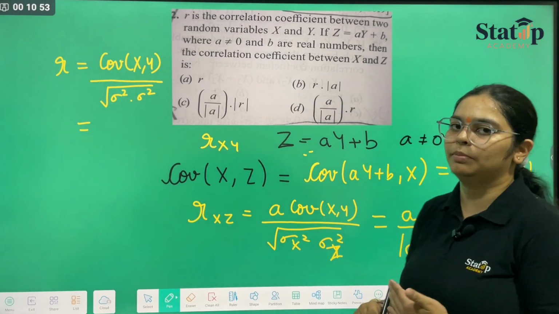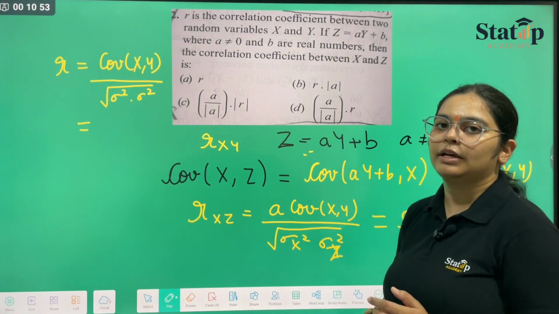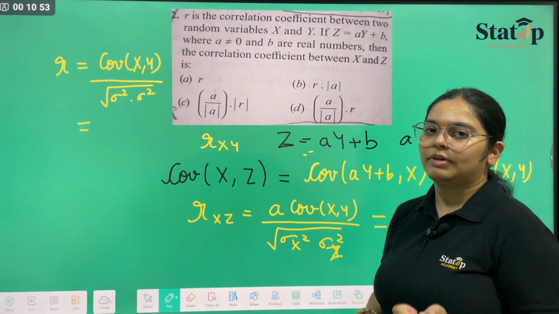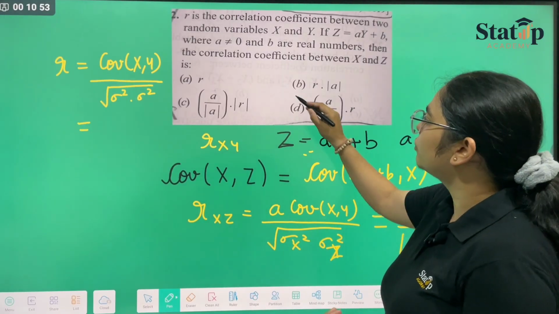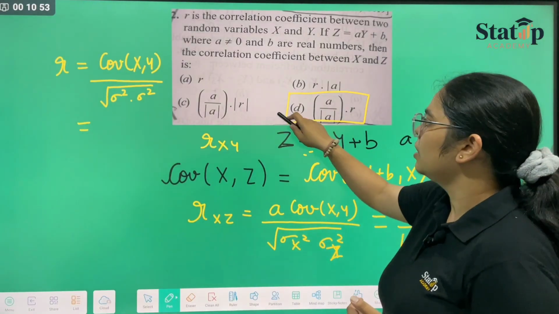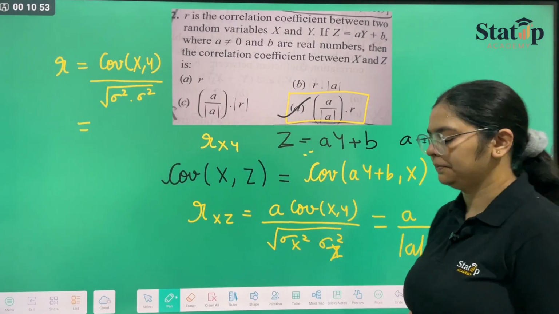This is the direct implementation of a theorem. So whenever there are three random variables, and two are related and one is a linear function of the other, then the formula is always this, a upon modulus of a into R, which is option number D. This is the theorem, we have to do it directly.